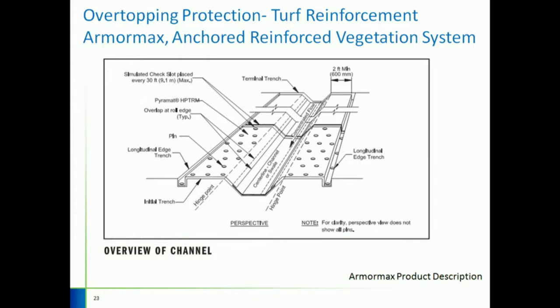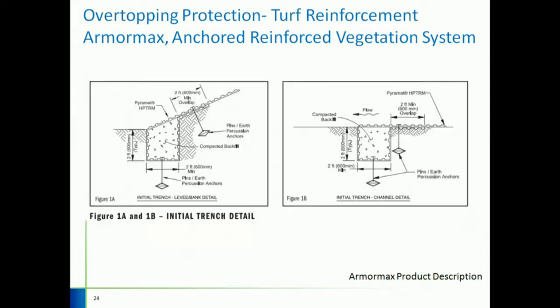So the initial trench detail at the bottom, you can see the TRM comes down, goes into the trench, comes around, goes back up the slope. There's about 2 feet minimum overlap, and an anchor is placed right here at this location where there is the overlap, and also at the bottom of the trench right here. And this is at least, again, 2 feet deep.